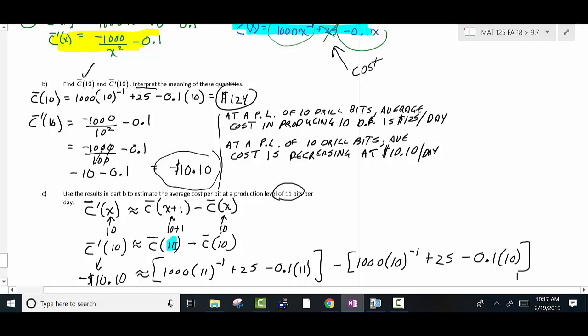A lot of times students don't get this. When I say C bar of 11, you know what? That means the average cost of all 11. It doesn't mean the average cost of the 11th item. Same thing here. C bar of 10 means the average cost of the first 10.